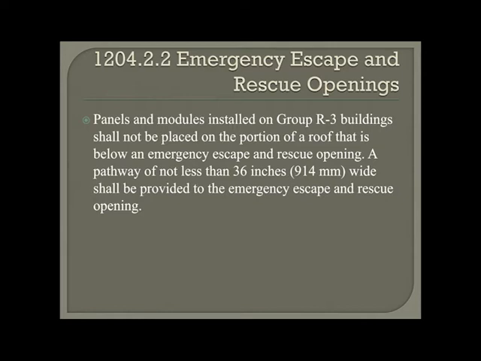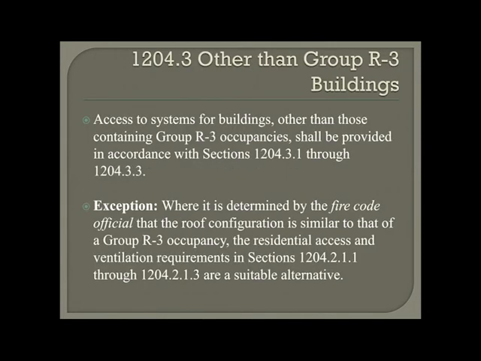We need to make sure that those panels don't overlap that area that's considered their egress path, is what they're trying to say here. All right, so then access to buildings other than those R3, so essentially every other type, so for commercial buildings, anything that's non-residential is what we're looking at here. So they have a different set of rules that apply to those.